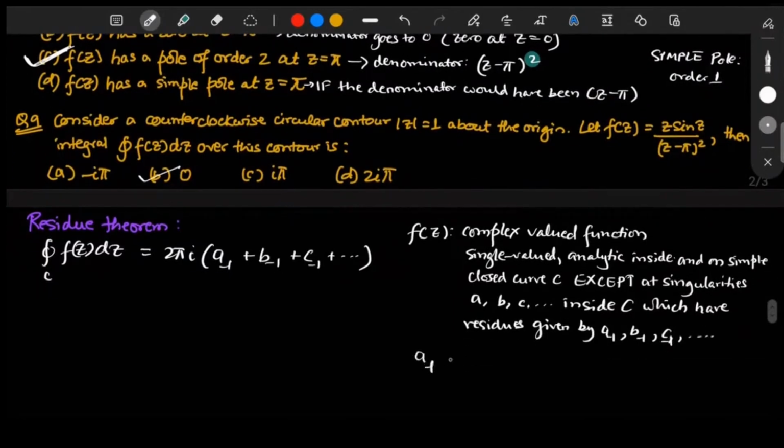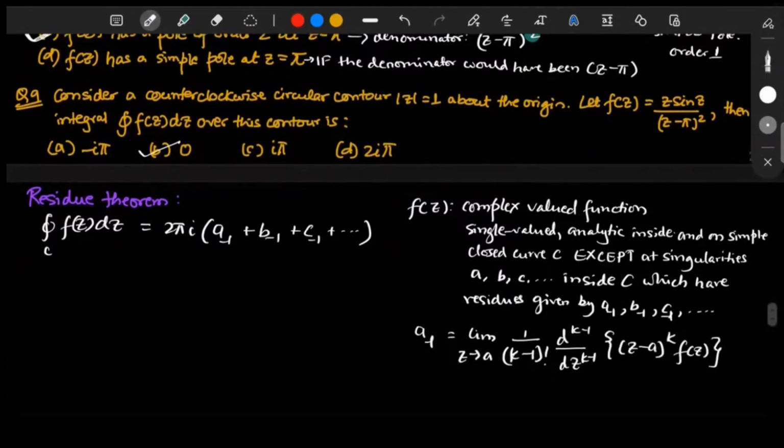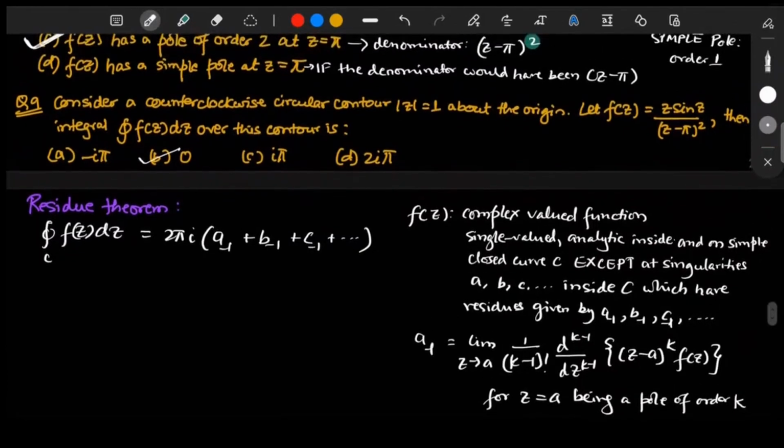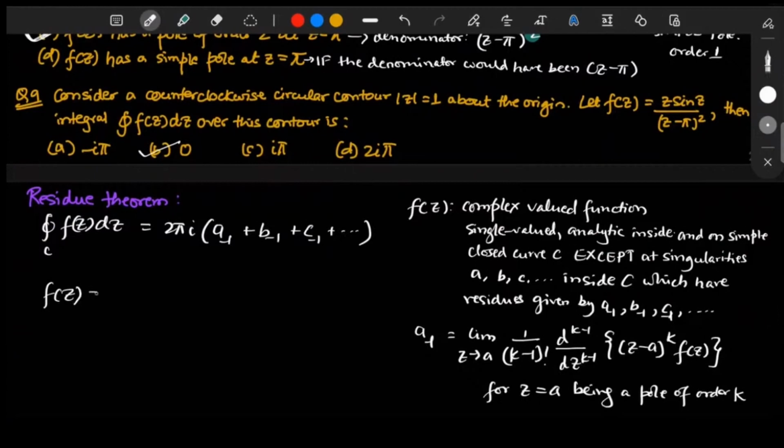So what are the residues? Residues are given as follows. This is how you would find residues when z = a is a pole of order k. So this is how you would find the residues. But now when you look at your function, this is your function and it has a singularity.